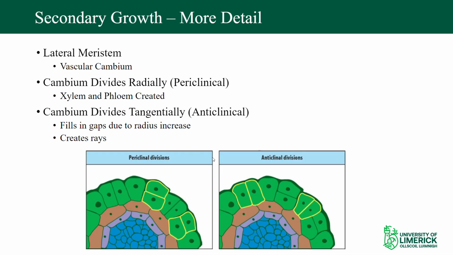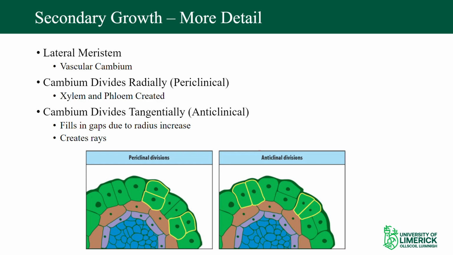So a little bit more detail on our secondary growth. Our lateral meristems, we're looking at the vascular cambium. Okay, so we said that there. Our cambium divides radially. What's the best way to explain this? It divides radially. It doesn't divide vertically or anything like that. It divides radially, so we're able to add on annual rings.